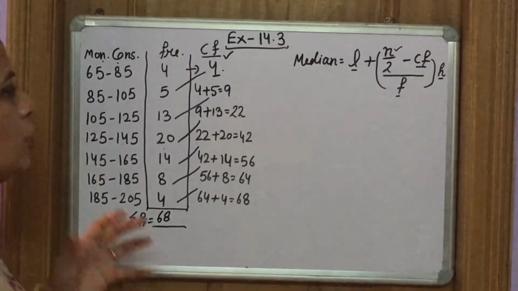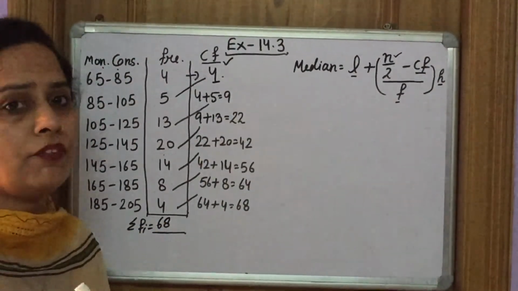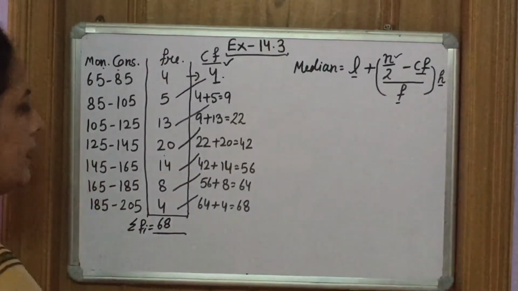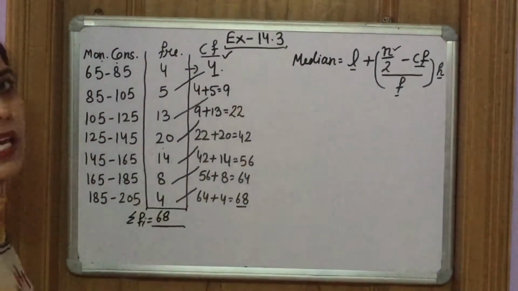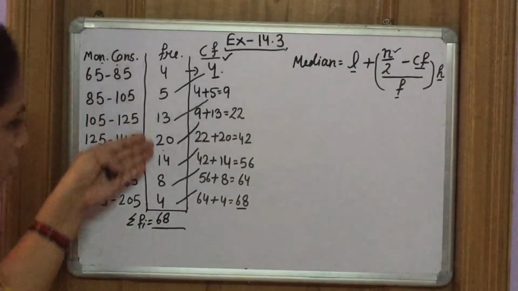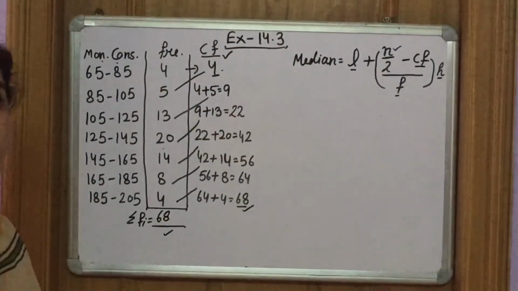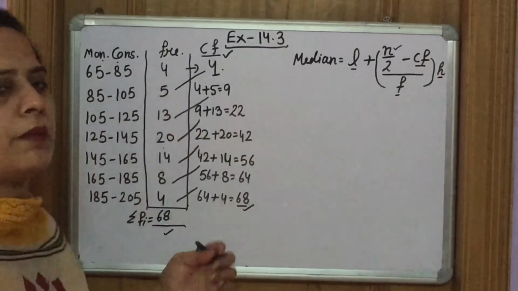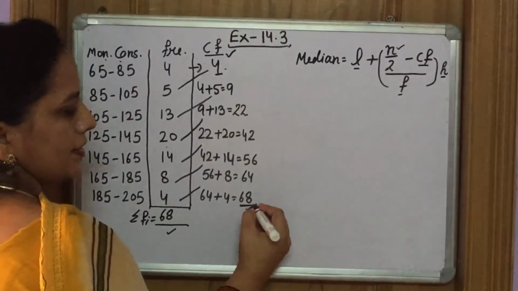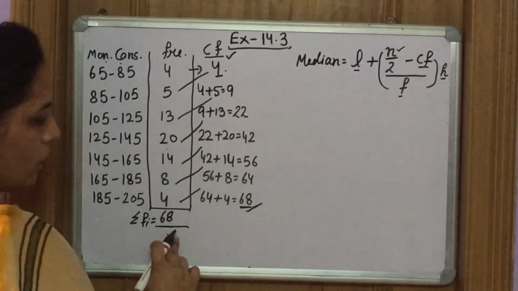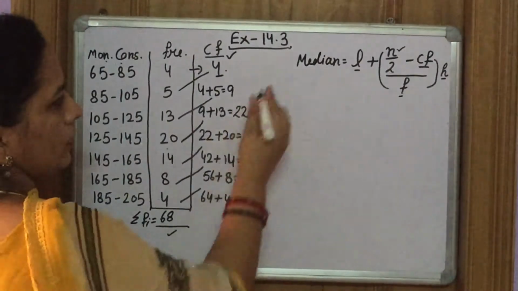If we try to check whether our addition is correct or not, we have one method here. If the last number of this column and the sum of the frequency column are the same, then we can say that our addition is absolutely correct. So here the last cumulative frequency is 68 and the sum is also 68, so we can say that this column is absolutely correct.